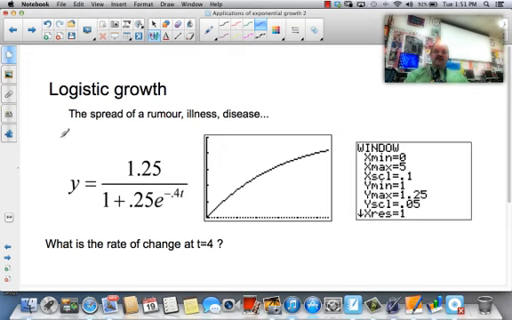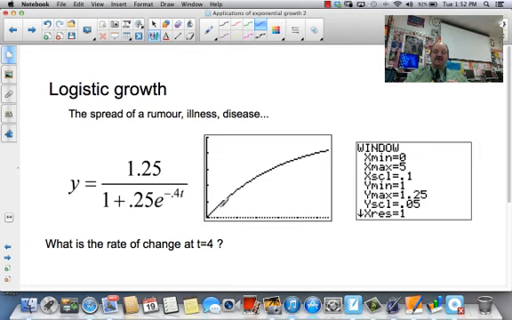What we want to know, a couple of things, is what's the rate of change at t equals 4? That's the problem we want to do, so we'll just go with that. Basically, what happens with this particular function as t gets larger? So there's some sort of rumor.